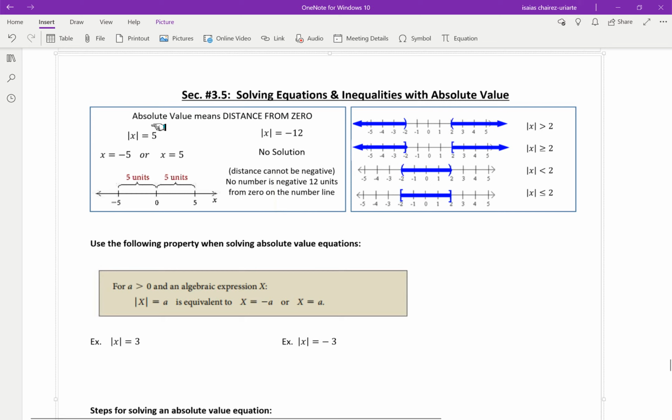There are two numbers that are 5 units away from 0. One of them is 5 and the other one is negative 5. So the absolute value of x equals 5 has two solutions, negative 5 and positive 5. Those are the two numbers that are a distance 5 away from 0. And you can see the illustration here. 5 is 5 units away from 0. Negative 5 is also 5 units away from 0.